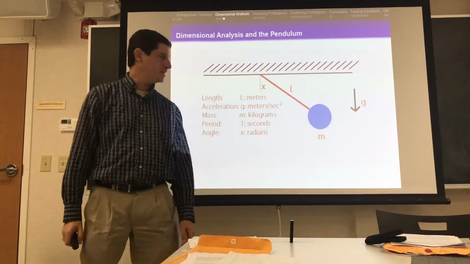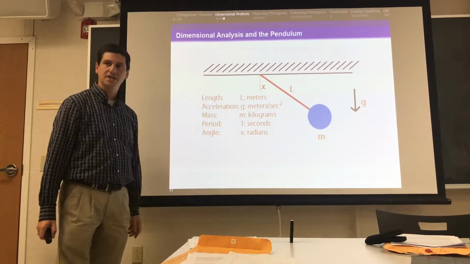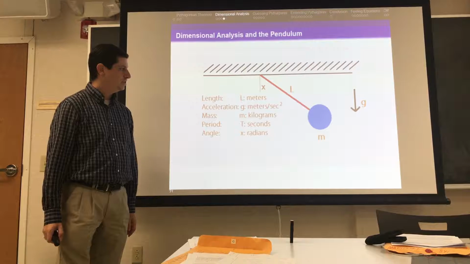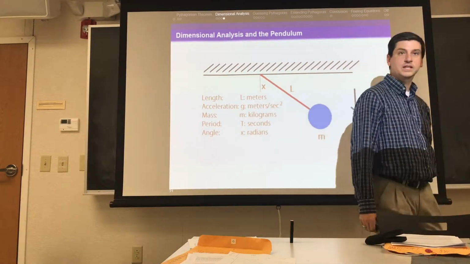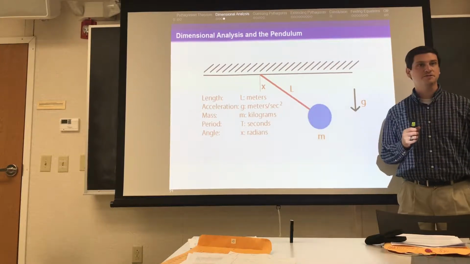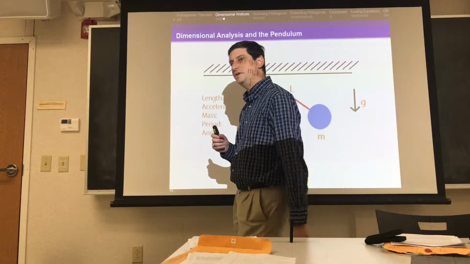The period is in seconds. We need to somehow combine these other items to get seconds. Is there any item that cannot come into play? Yeah, the kilograms. There's no way to cancel the mass. The period must be independent of the mass. What does the period have to be a function of?